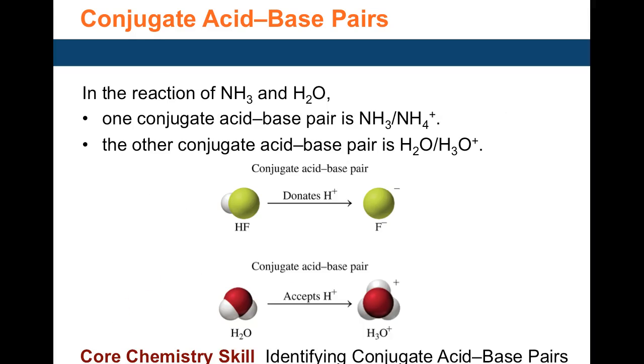Here, if you look at the reaction of ammonia and water, the ammonia grabs an H plus from water and becomes ammonium. So NH3 and NH4 plus are the conjugate base and acid pair, and then water is the base and its conjugate acid is H3O plus. This is the acid, F minus is its conjugate base. If this is the base, H3O plus is its conjugate acid.